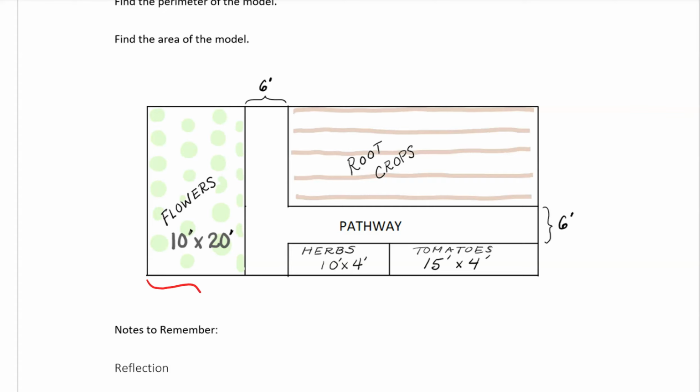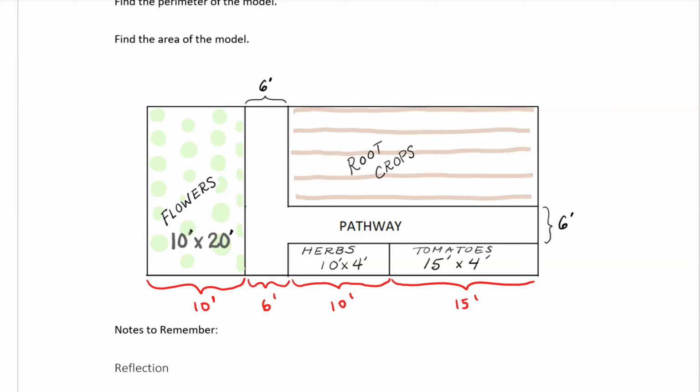I want to break this up into components. So the flower bed is broken into a 10-foot by 20-foot patch or rectangle. And so we know that since this is the shorter one, this is going to be 10. I should put the little apostrophe. That apostrophe means that we're talking about feet. And then this length here, that's 6 feet. We know the herb garden, that length is going to be 10 feet. And then the tomato garden, that is going to be 15 feet.